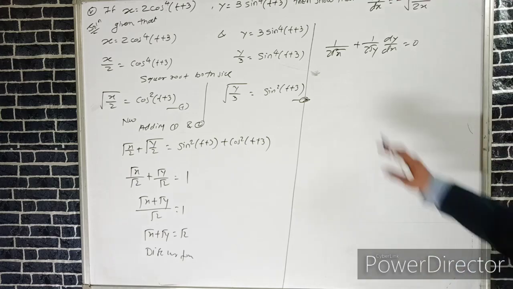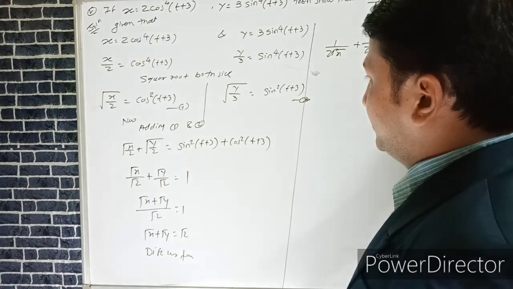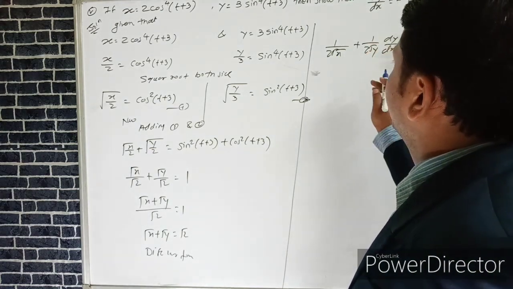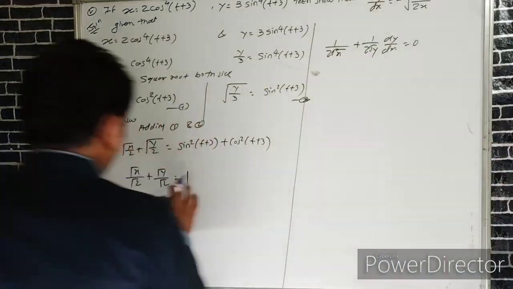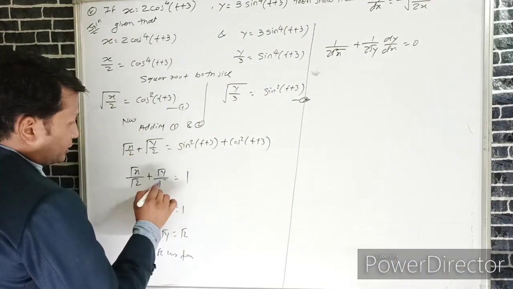Now if we take this term to the left side, we can write y by under root 3.